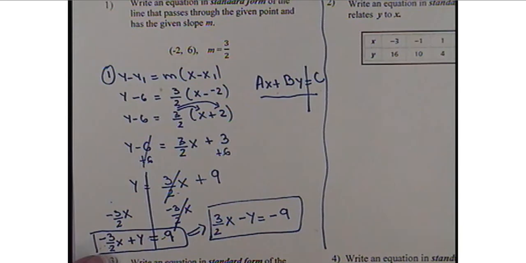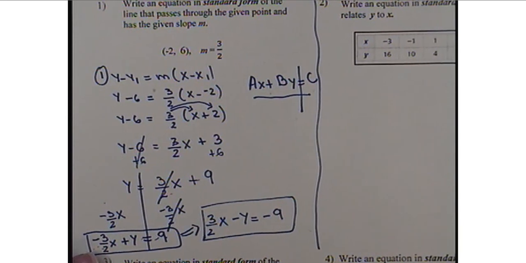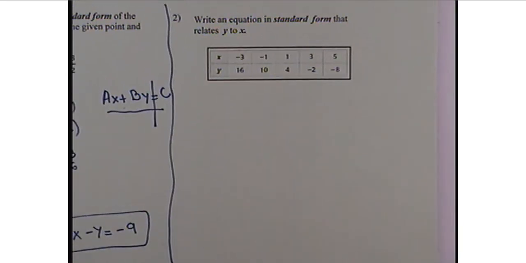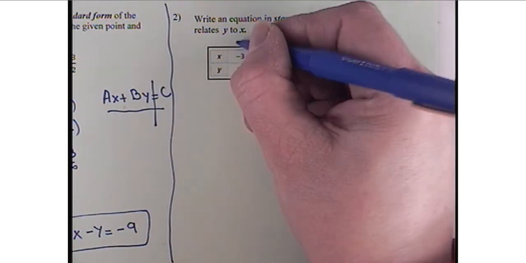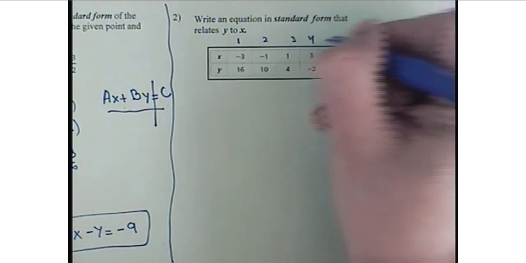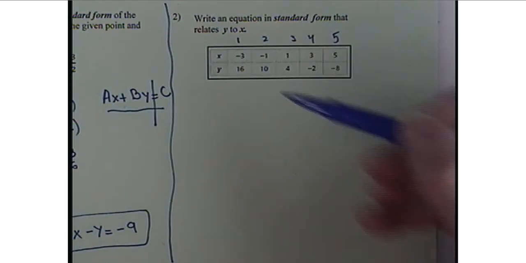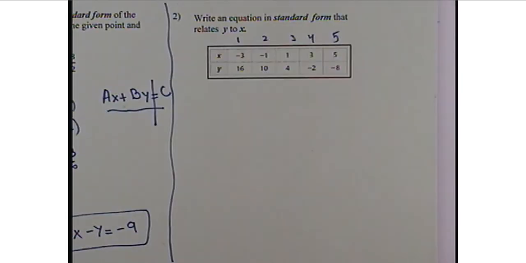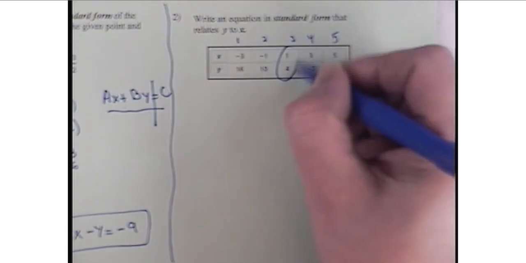Next one will be number 2. So number 2, they're asking us again to write standard form. Well, we are given a table, which means we have 1, 2, 3, 4, 5 different points. Those are the coordinates of the points. You just need 2 points in order to get the slope, and then we're going to write slope-intercept form. So let's begin with 2 points, maybe this one and this one.